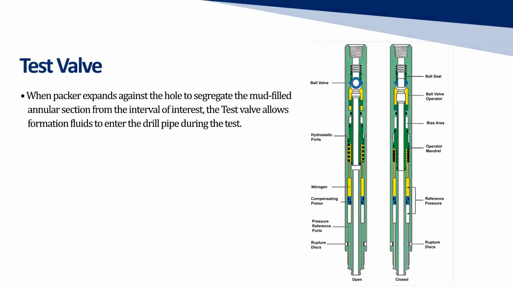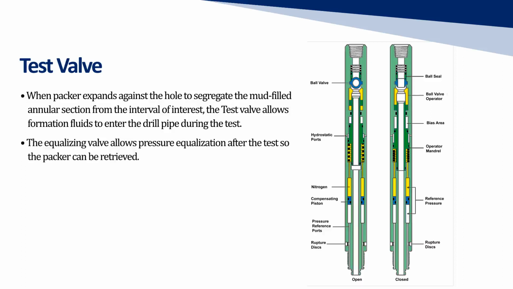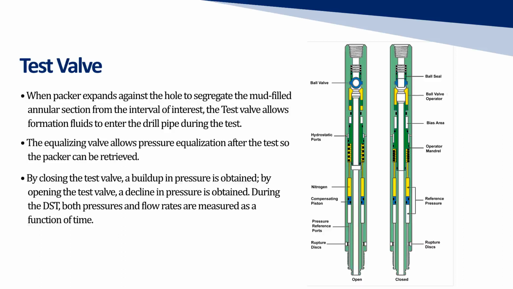Test valve. When the packer expands against the hole to segregate the mud-filled annular section from the interval of interest, the test valve allows formation fluids to enter the drill pipe during the test. The equalizing valve allows pressure equalization after the test so the packer can be retrieved. By closing the test valve, a build-up in pressure is obtained. By opening the test valve, a decline in pressure is obtained. During the DST, both pressures and flow rates are measured as a function of time.